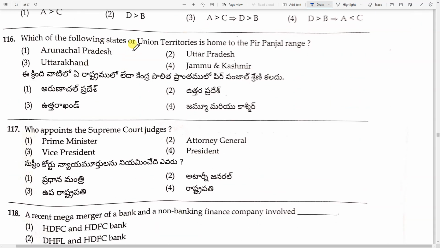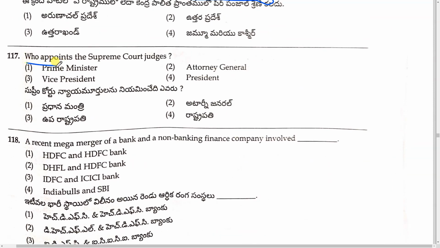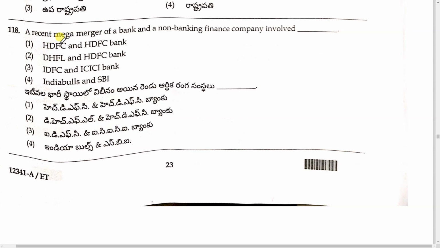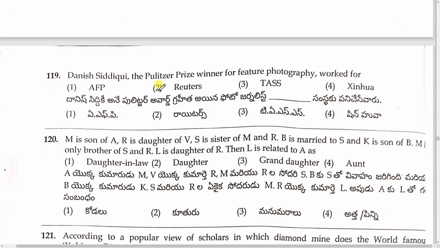Next is, which of the following state or UT is home to the Pir Panjal range? The Pir Panjal range is basically in Jammu and Kashmir. Who appoints the Supreme Court judge? The President. The recent mega merger of the bank and non-banking financial company: HDFC Bank and HDFC Limited have merged. Danish Siddiqui, the Pulitzer Prize winner for feature photography, worked for Delhi-based Reuters.